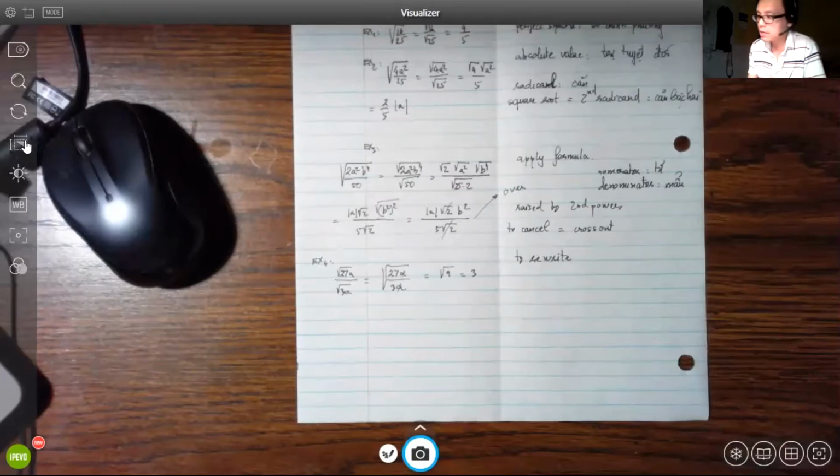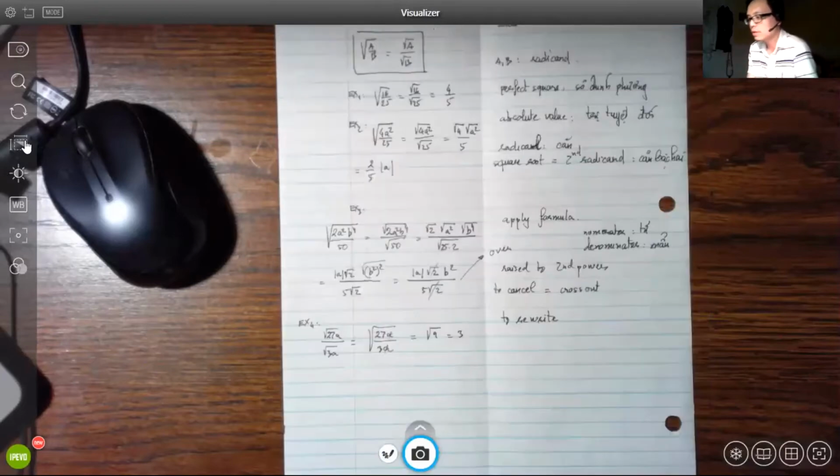So that is the property I want to talk about today. On the second part of the lecture, I want to give you more examples on how to simplify radical expressions, and the examples will be harder, more complicated. Sẽ phức tạp hơn, sẽ khó hơn.